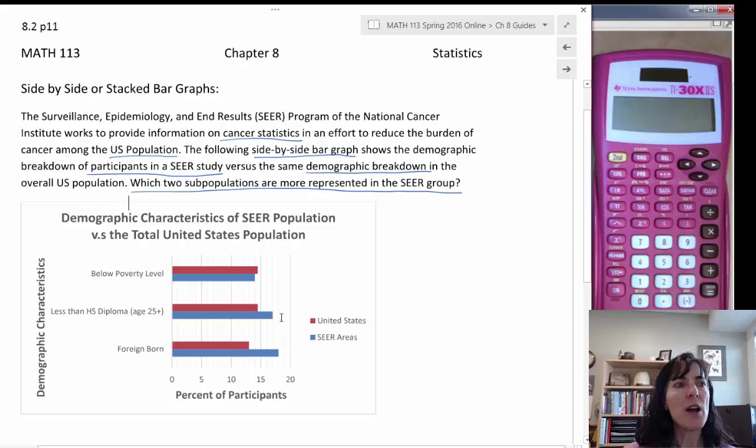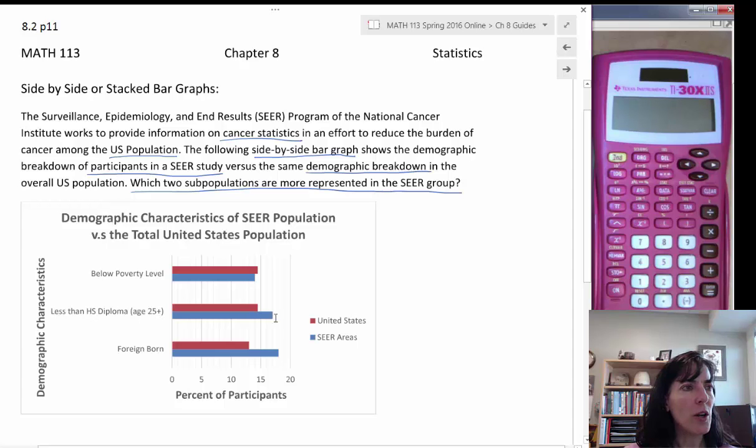So we can see that there's not huge numbers, but like 18% is the highest percentage for any of these groups. And when we look at foreign born, it looks like the blue bar is much larger than the red bar, which means that there are more foreign born people in the SEER program than there are percentage-wise in the United States. Same for the high school diploma.